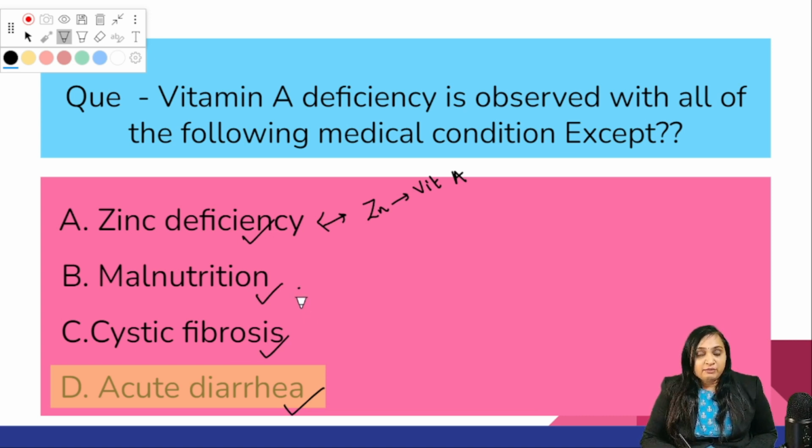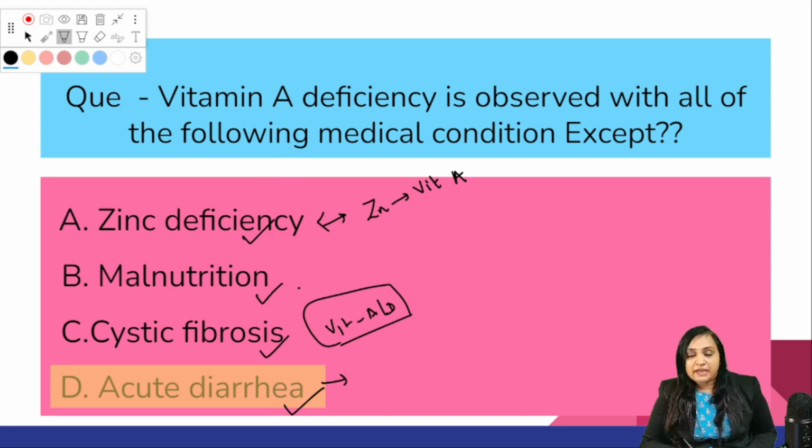In cystic fibrosis, there is malabsorption of many substances. Along with this, the fat soluble vitamins are not getting absorbed. So vitamin A and vitamin D are the commonest vitamin deficiencies seen associated with cystic fibrosis. But in acute diarrhea, we do not have any kind of vitamin A deficiency.